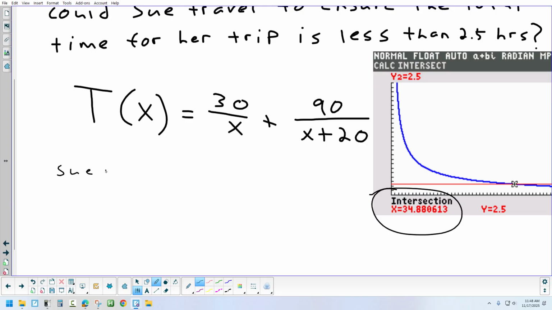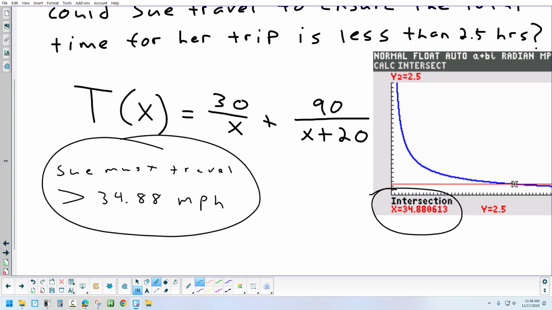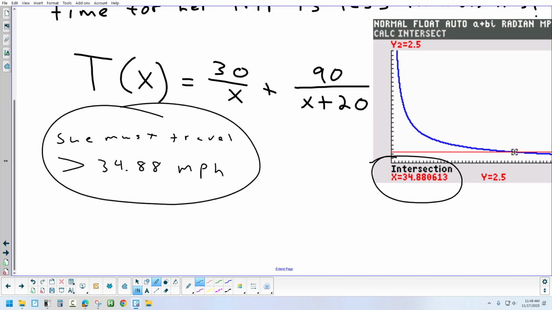Okay. So Sue must travel greater than 34.88 miles per hour. So 40 miles an hour, 42, 50, 60, any speed that is faster than that, and she'll complete the trip in under 2.5 hours. And if the question was, obviously, less than or equal to, you can just pull it from underneath.